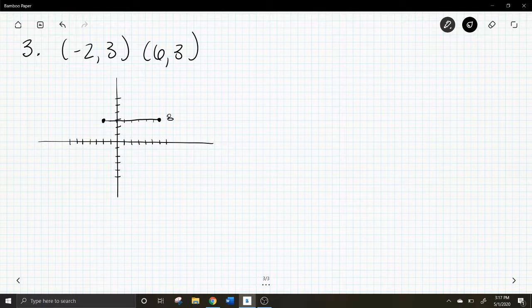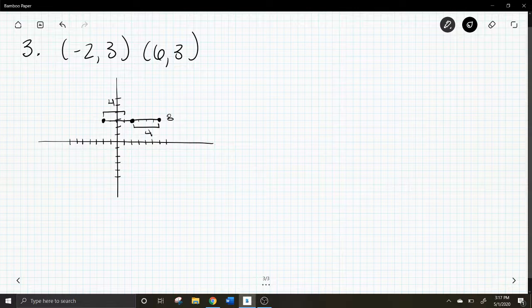Of course, that's 4. So let's start at our starting point again and just count 4 spaces. 1, 2, 3, 4. So it's 4 spaces from -2, 3 and 4 spaces from 6, 3. So now you just have to name that point. So remember that points are always graphed x, then y.